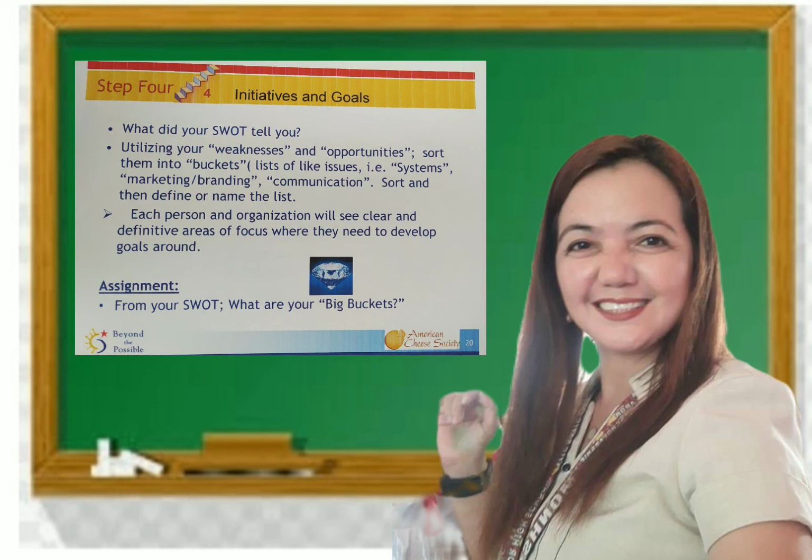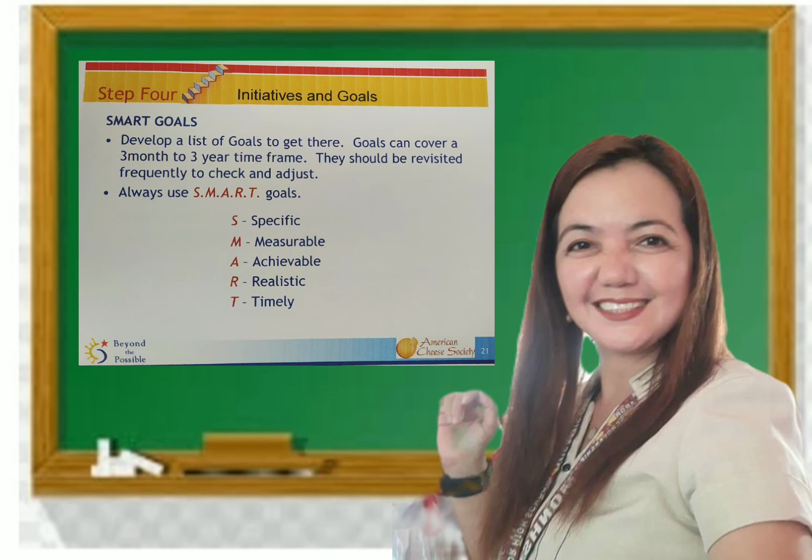What are your big buckets in sorting your weaknesses and then your opportunities? Okay, you have to use the SMART goals in step 4. You have to develop a list of goals to get there. So from utilizing your weaknesses and opportunities, you can develop goals for you to get there. So goals can cover a 3-month to a 3-year time frame. So they should be revisited frequently to check and adjust.